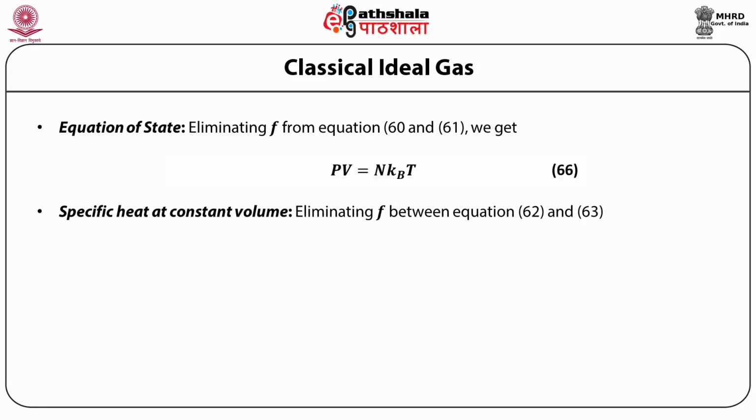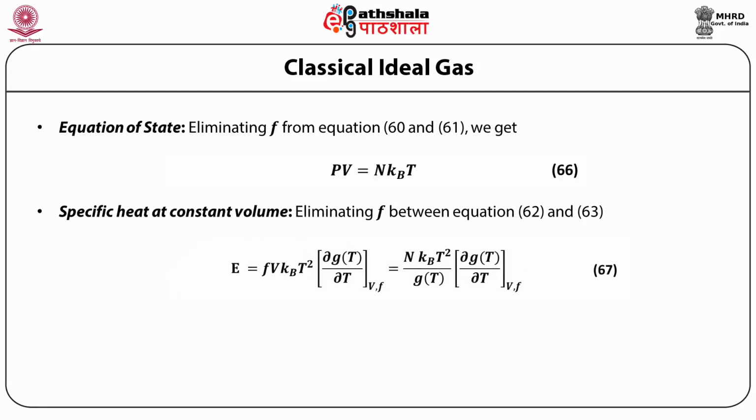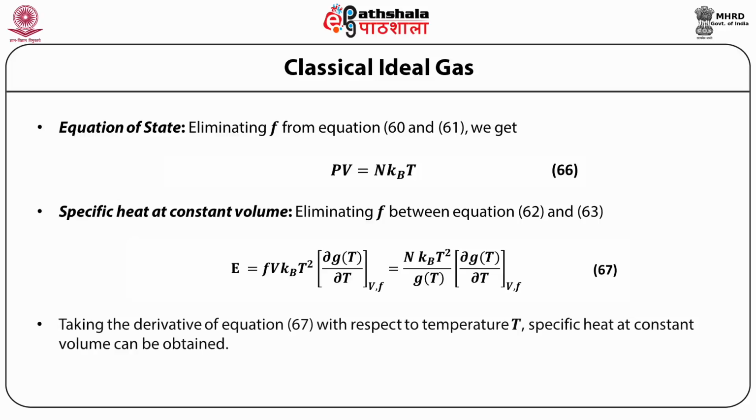Eliminating f between equations 62 and 63 gives us the internal energy E equal to f times V kBT square multiplied by the partial derivative of g(T) with respect to T at constant volume and constant fugacity, which is equal to n kBT square divided by g(T) multiplied by the partial derivative of g(T) with respect to T at constant volume and fugacity. Taking the derivative of equation 67 with respect to temperature T, the specific heat at constant volume can be obtained.